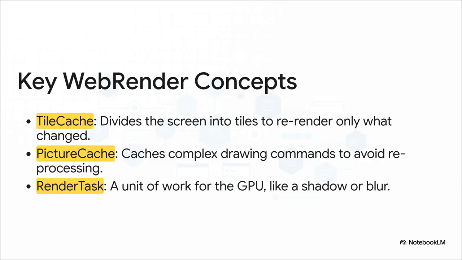So, what's WebRender's secret to being so fast? It's all about avoiding unnecessary work. As a maintainer, you'll come across concepts like tile cache, picture cache, and render task in the code. Just know that these are all clever tools to minimize redraws and cache complex operations. Understanding that is key to debugging rendering and squeezing out performance.